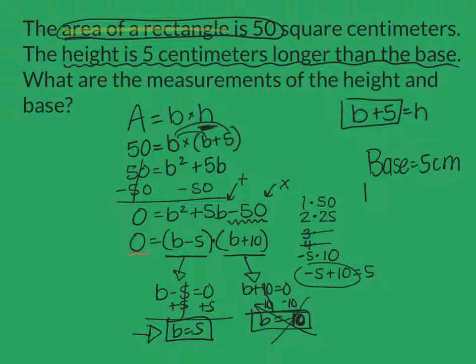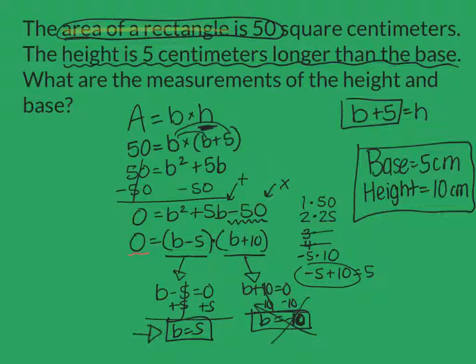Then we can use this to help us find the height. So we know that the height is 5 centimeters longer than the base. So if the base is 5, the height is going to be 5 centimeters more than that. So 5 more than 5 is 10 centimeters. So this would be the final answer.